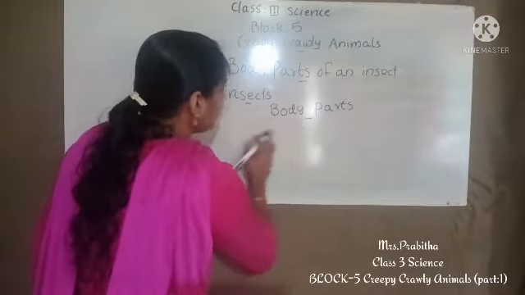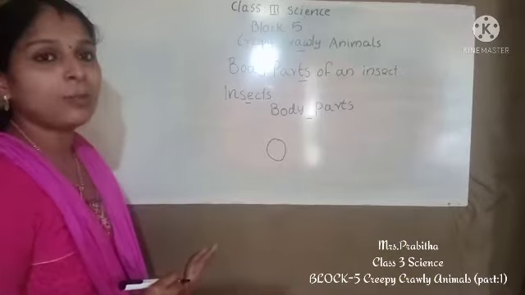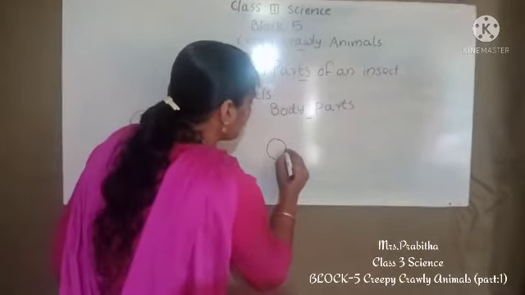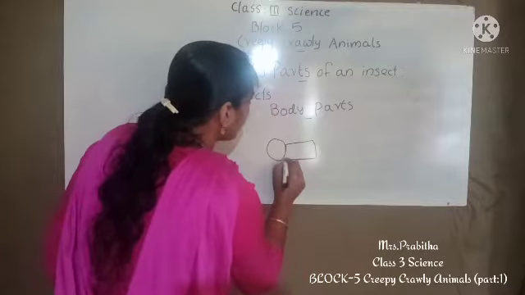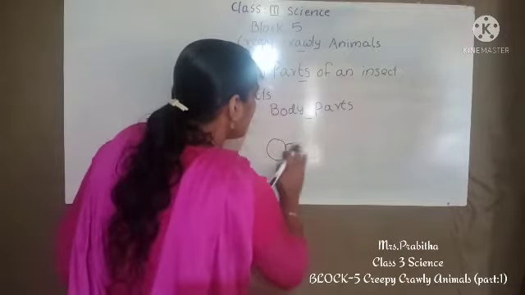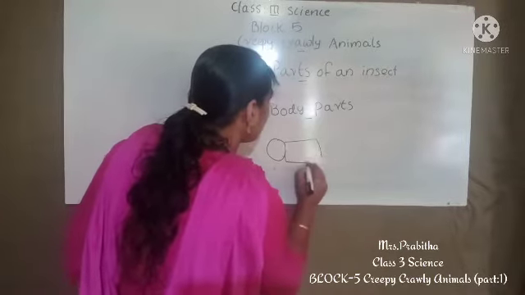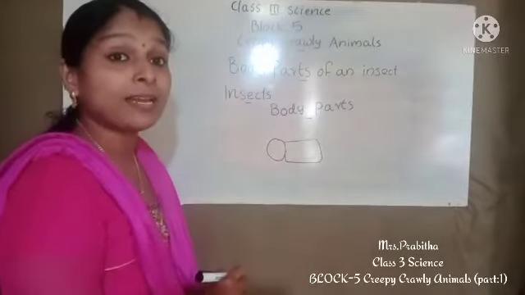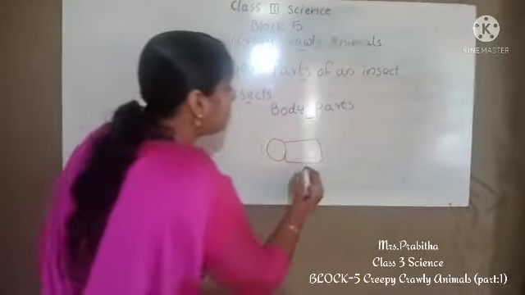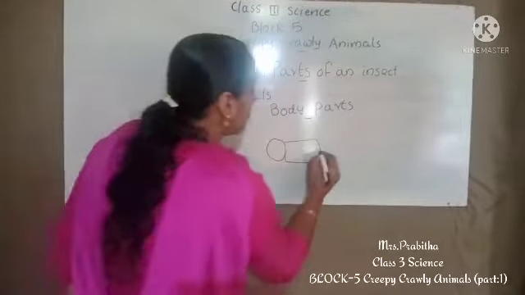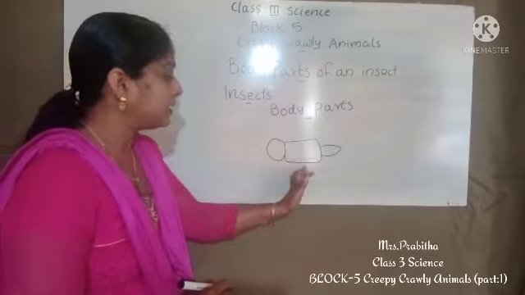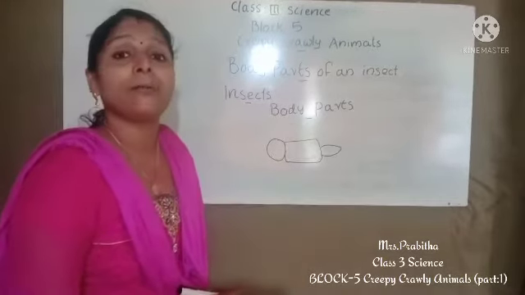So the first part is the head. Then the second part is the thorax. And the third part is the abdomen. So an insect's body is divided into 3 parts. First part is head, second part is thorax and third part is abdomen.